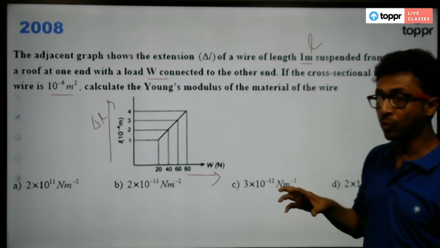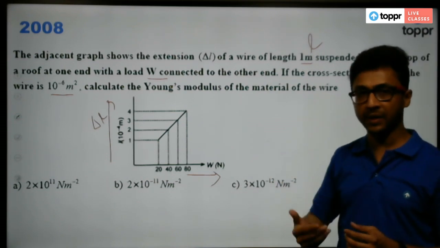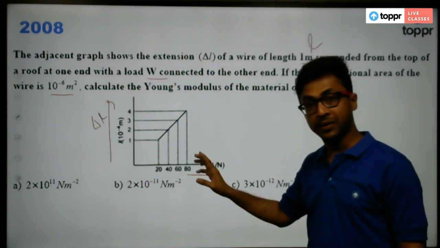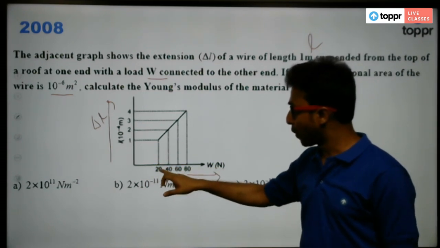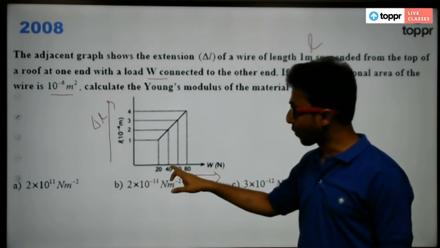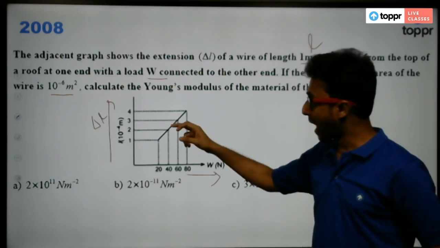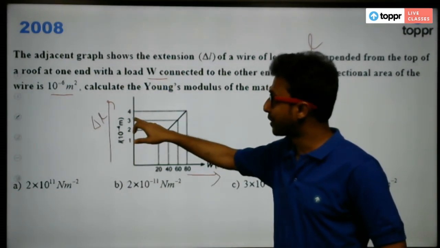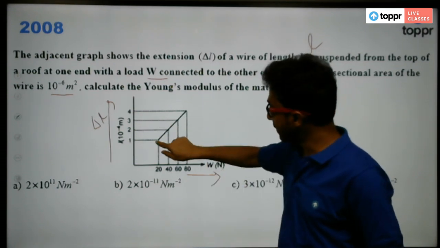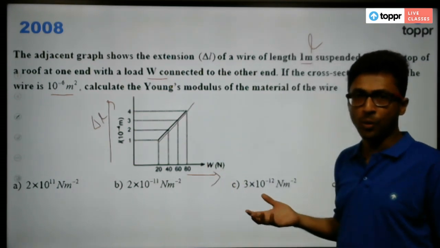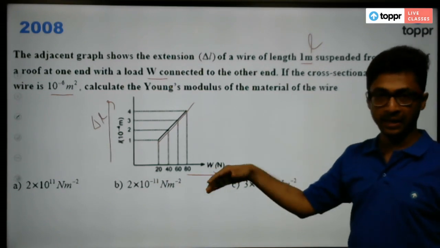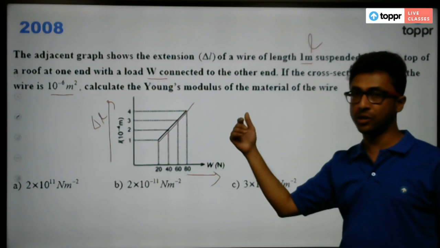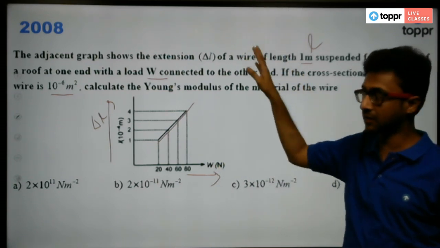Now it can be a very simple question, but here what we have to interpret is the graph. First of all, the weight is varying 20, 40, 60, 80, and the extension is also varying like 1 unit, 2 unit, 3 unit, 4 unit. So it is in a straight line. You know that within the elastic limit, it is Hooke's law. The load and the extension are proportional to one another. After that, it becomes plastic and there are other things.